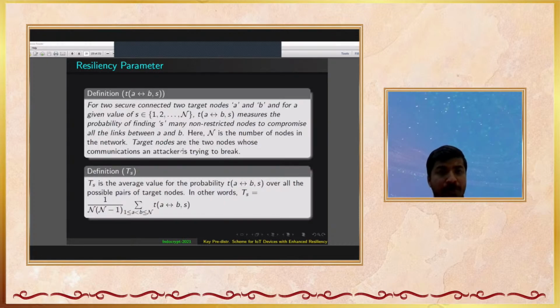But we introduce a new resiliency parameter, TS, and TS is the average value of the probability of two non-restricted nodes to compromise all the links between A and B. So this is where TS is.